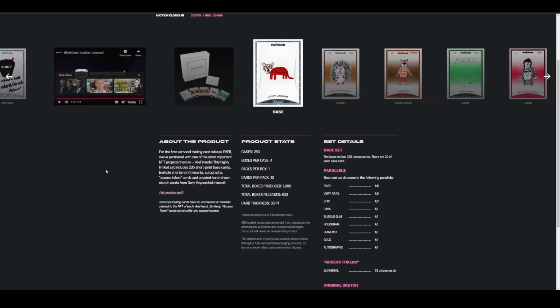Products like that are going to be what goes on this Blind Dutch auction. So to me, the most interesting part of this is the Blind Dutch auction and what is to come with Zerocool. Not so much the VFriends, but what is coming later on in life.